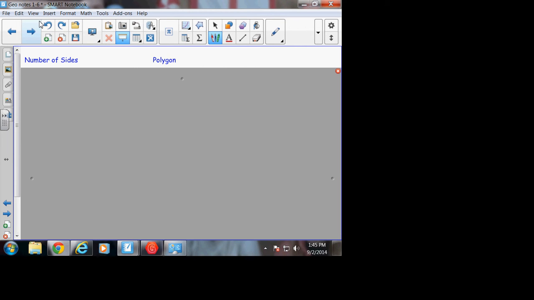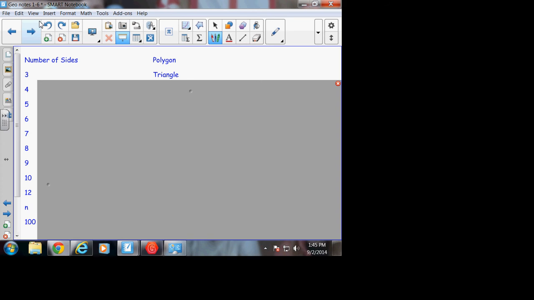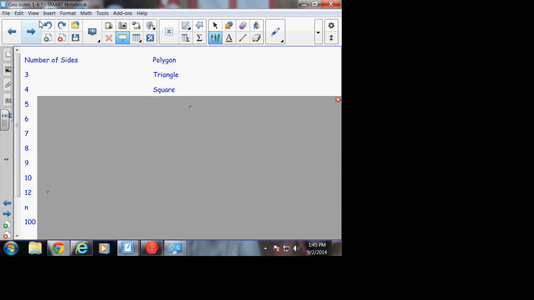So let's look at some names of polygons. On the left will be the number of sides. On the right will be what it is. So, three-sided polygon is called a what? A triangle. Okay? Tough one. You don't have to write these down. You should know most of them. Four sides. Square. Five sides.